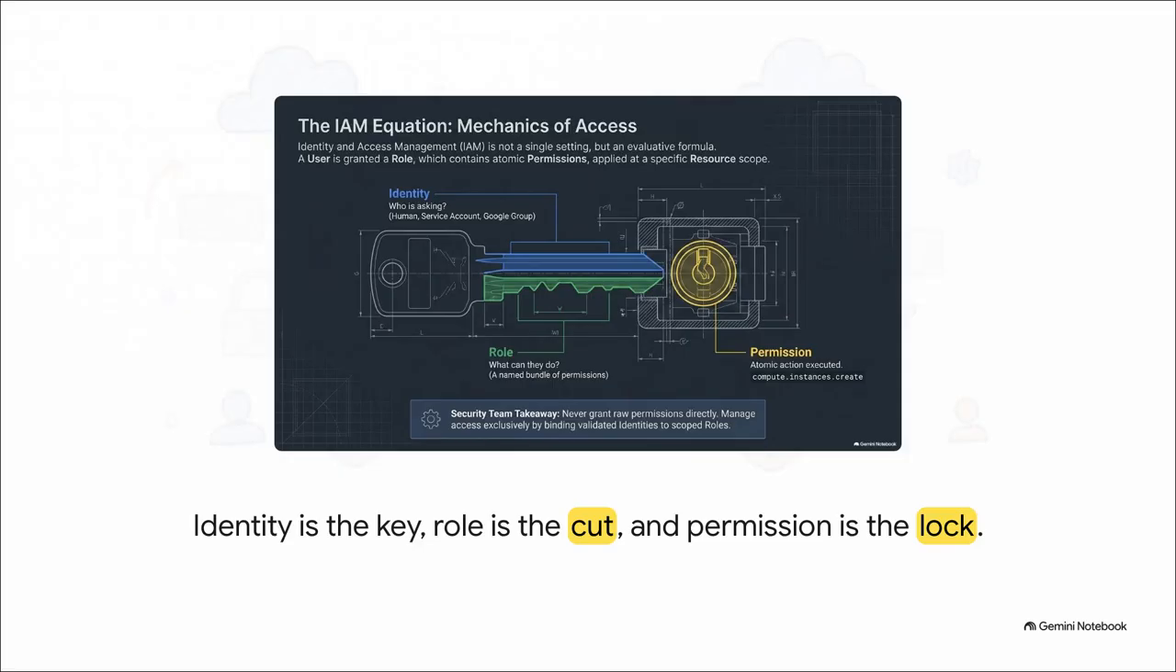And this brilliantly illustrates exactly how that formula works in practice. I absolutely love this physical key metaphor. Think of the identity, which could be a human user, a service account for an app, or a Google group, as the blank key itself. It just answers the question, who is asking? The role is the specific cut or shape of that key. It's a named bundle of permissions that answers, what can they do? And finally, the permission is the atomic action, like spinning up a compute instance. That is the specific lock the key is trying to turn. You manage access exclusively by binding validated identities to properly scoped roles.